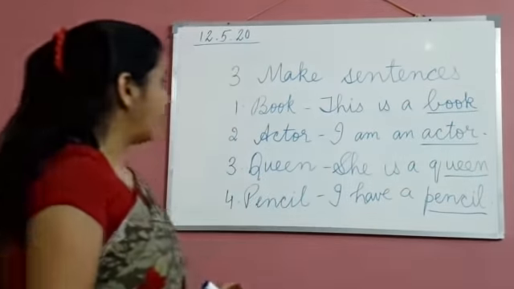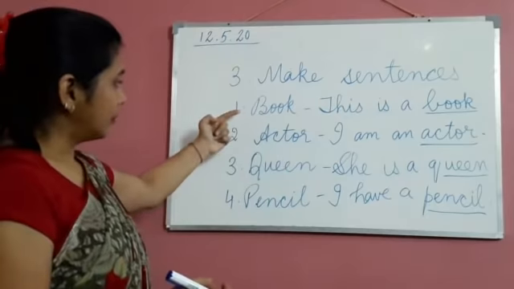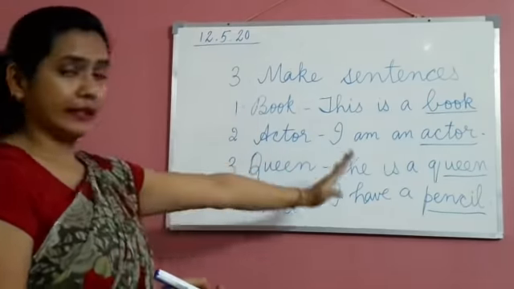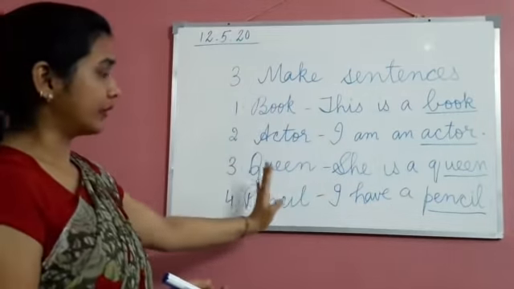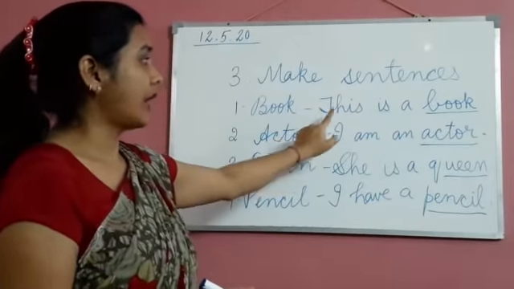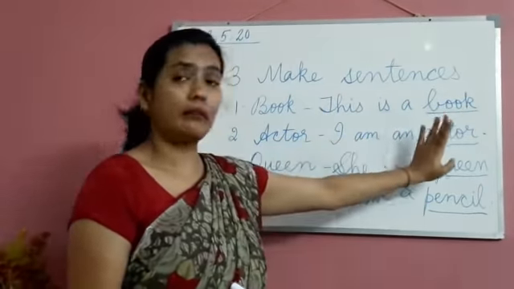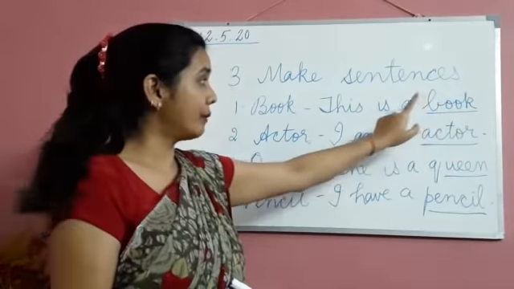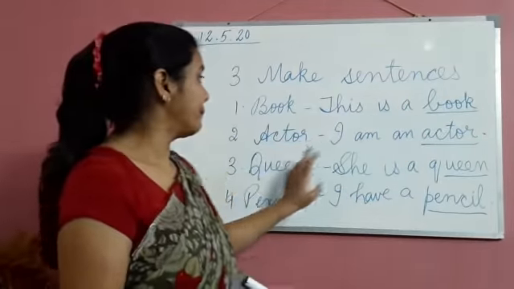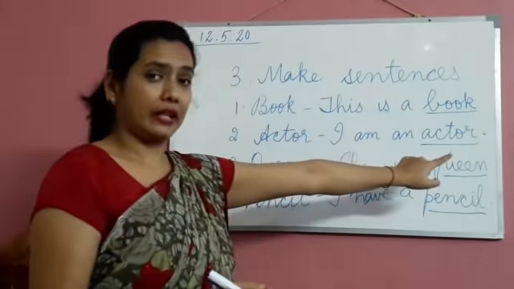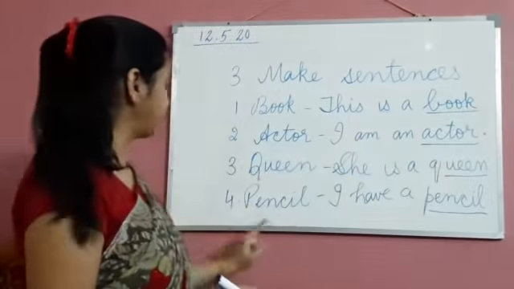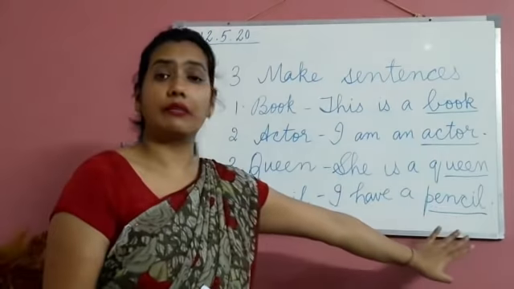Okay students, make sentences: book, actor, queen, pencil. You use these words in the sentence. When you make the sentence, you use these given words only. The book, this is a book. This T capital, end with full stop. But please don't forget to underline the word, because you are making the sentence with the given words. Okay, so don't forget to underline the words. Actor, I am an actor. Underline the word actor. Queen, she is a queen. Underline the word queen. Pencil, I have a pencil. You have to underline the word pencil.